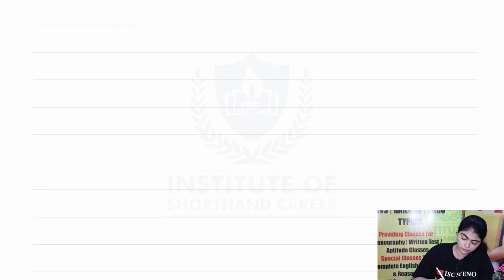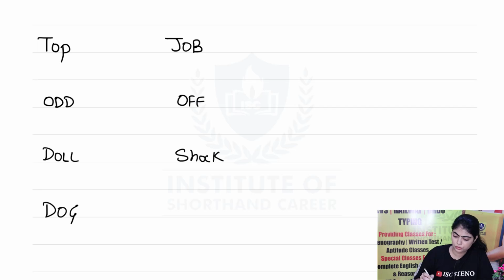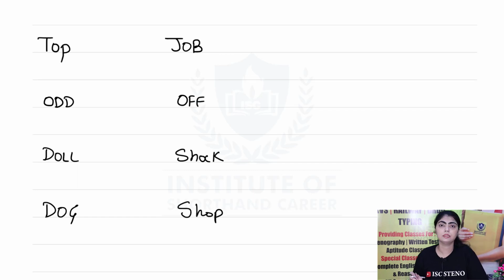Now I'm giving you a few more examples, you can try that. Make these. Top, odd, doll, dog, job, off, shock, and shop. Make these words.